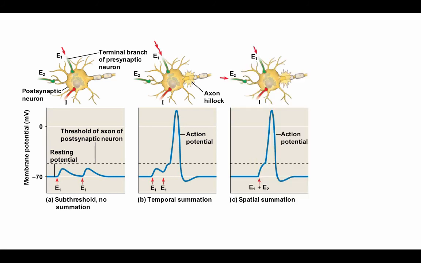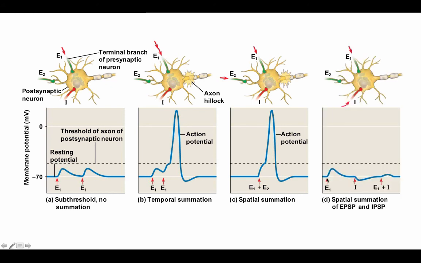Here's an example of spatial summation. In this case, we've got excitatory postsynaptic potentials coming close to the same time in different regions of the neuron. And so the two of them come together and their combined depolarization could get it up to the threshold to produce an action potential.